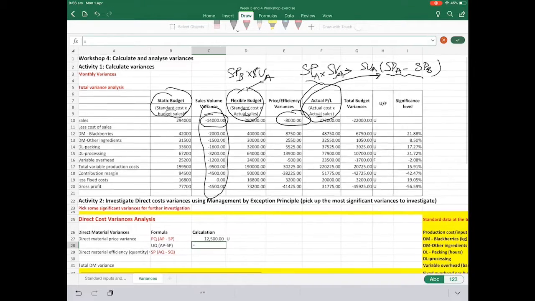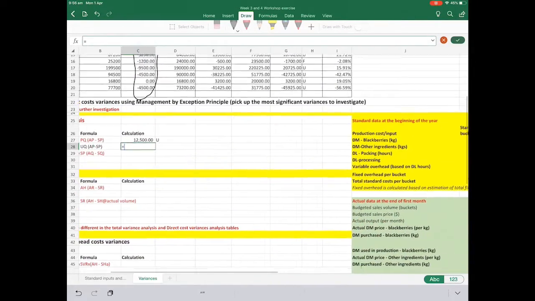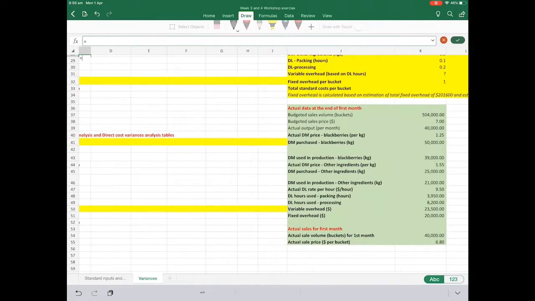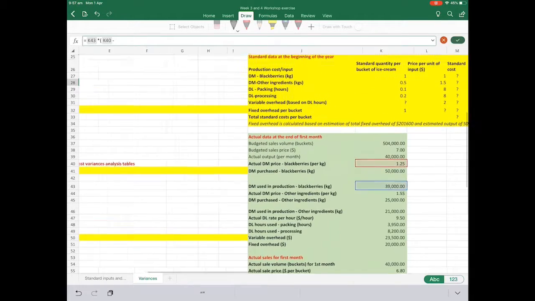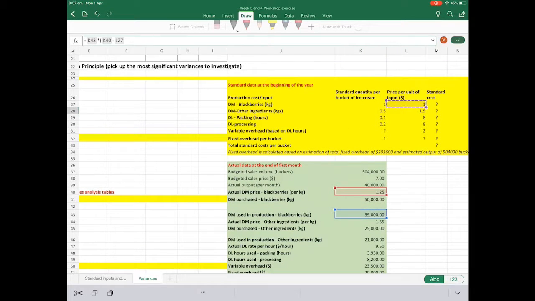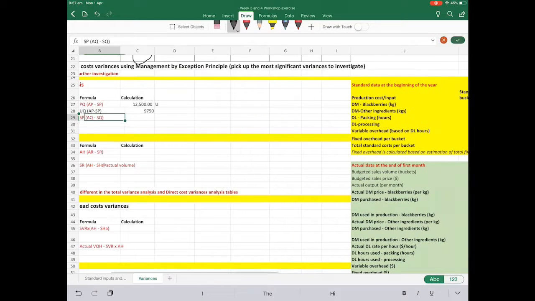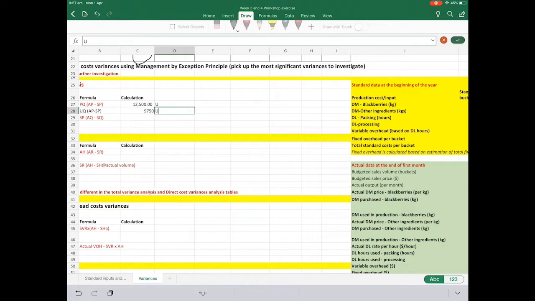So this time, I will use the use quantity for BlackBerry. That is this amount, and then I times, again, the actual price per kilogram minus the standard price per kilogram. And you see this time it comes to 9,000 something, so also unfavorable.